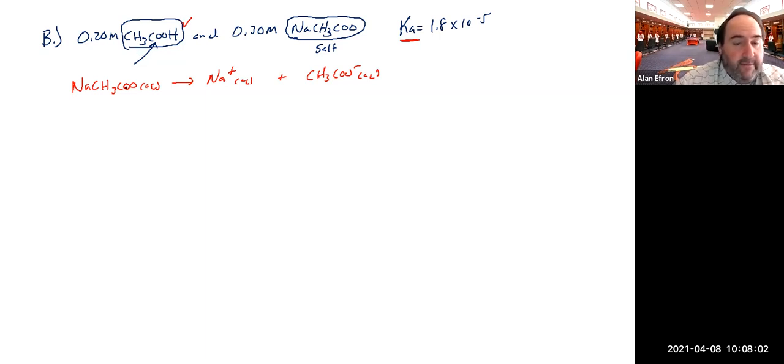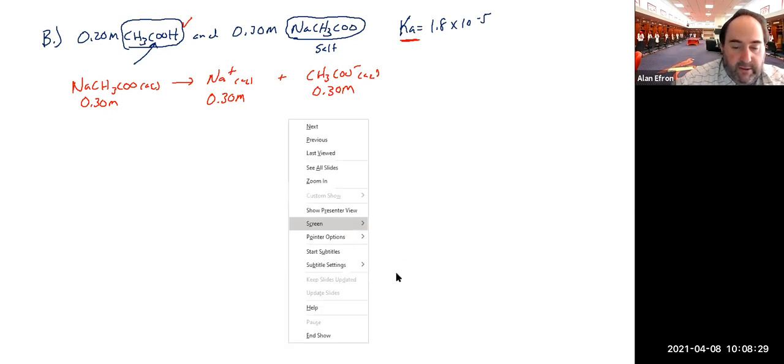In terms of the concentration of these ions, it is a one-to-one relationship between the sodium acetate and the sodium ion, which means its concentration would be 0.3 molar. It's also a one-to-one relationship between the sodium acetate and the acetate ion, which means the acetate ion here would also have a concentration of 0.3 molar.